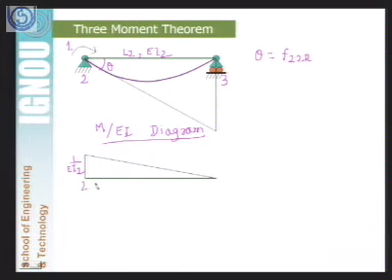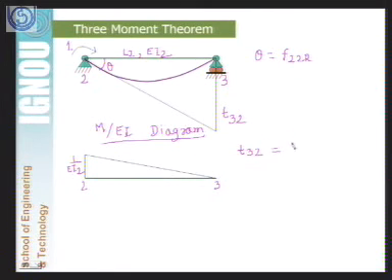This is node 2 and this is node 3, and this length we will call T32, the tangential deviation of 3 from 2. We are going to calculate the value of T32 again using the moment area principle, that will be equal to the moment of this M by EI diagram taken about point 3.